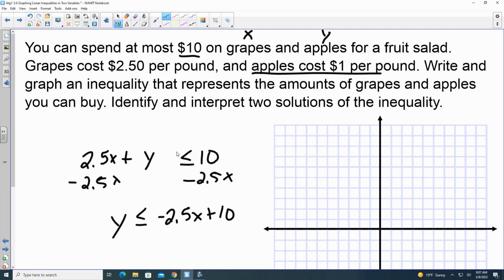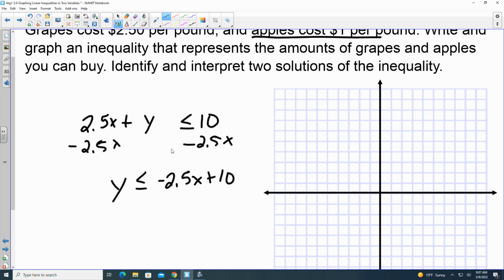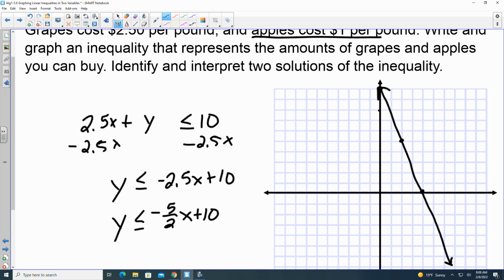Well, what is negative 2.5x as a fraction? To help us out, I'm just going to say y is less than or equal to negative 5 halves x plus 10. So looking at this, my y-intercept is at 10. My slope is down 5, 1, 2, 3, 4, 5, to the right 2. I'll do it one more time. 1, 2, 3, 4, 5 to the right 2. So here is, and since it's equal to, it's a solid line. So this is my graph right here.